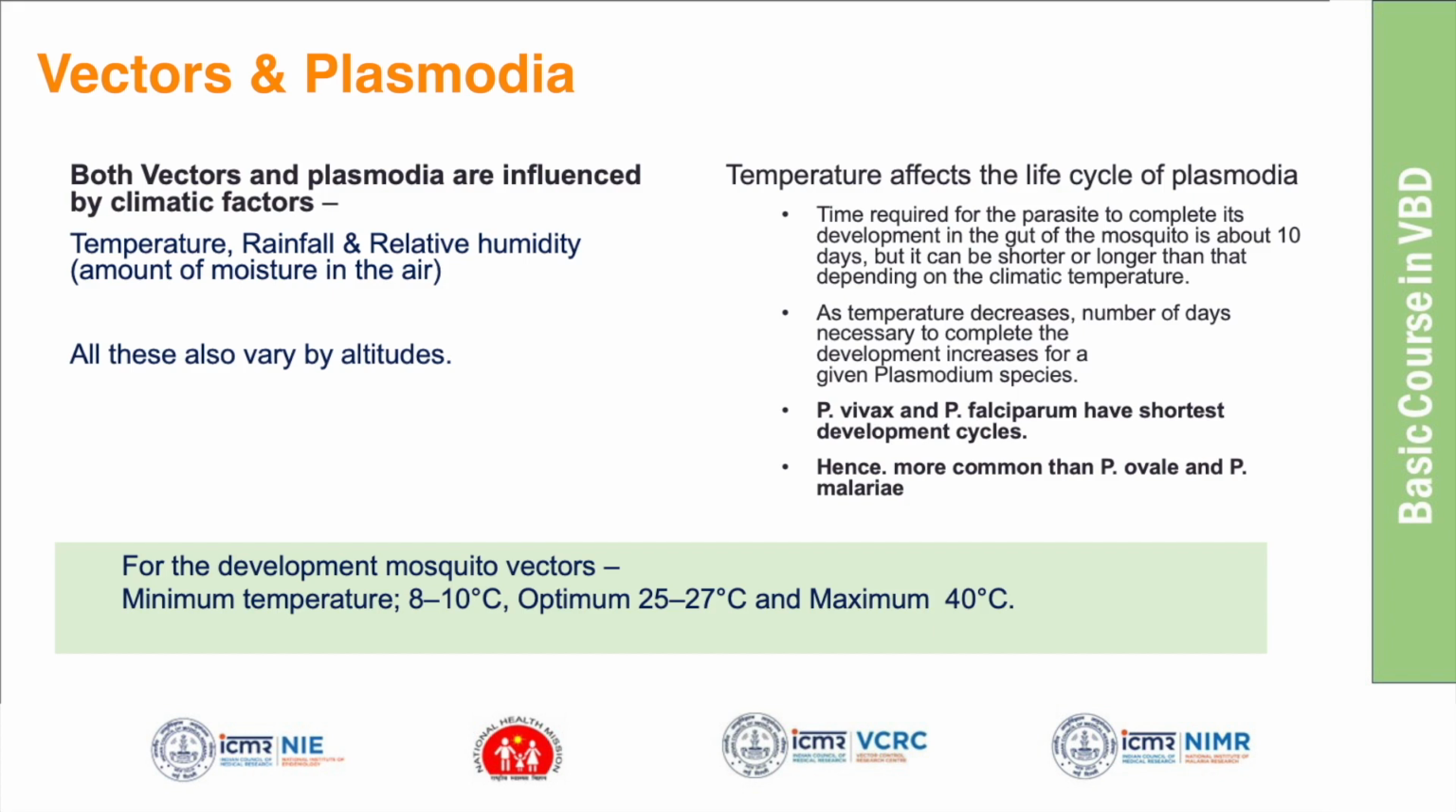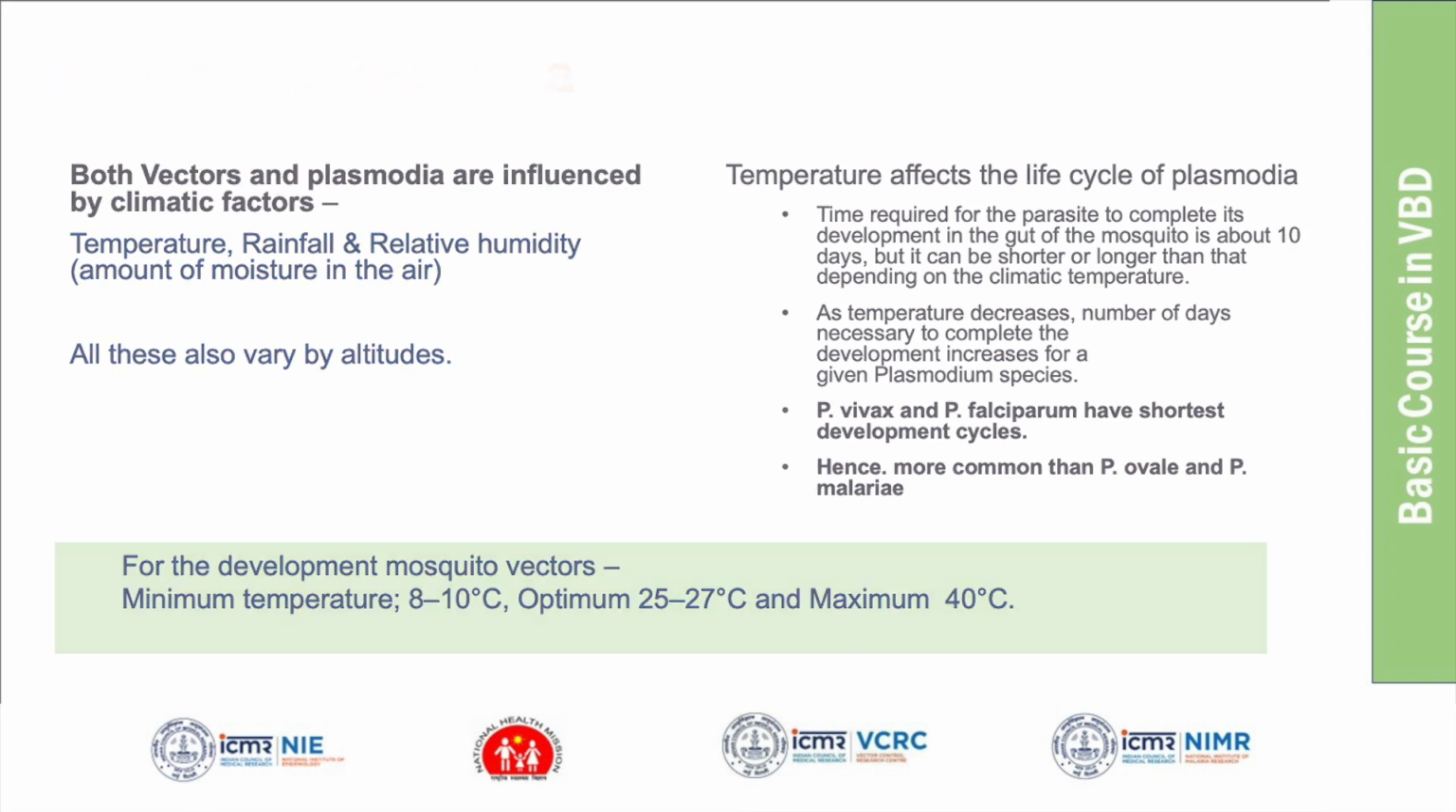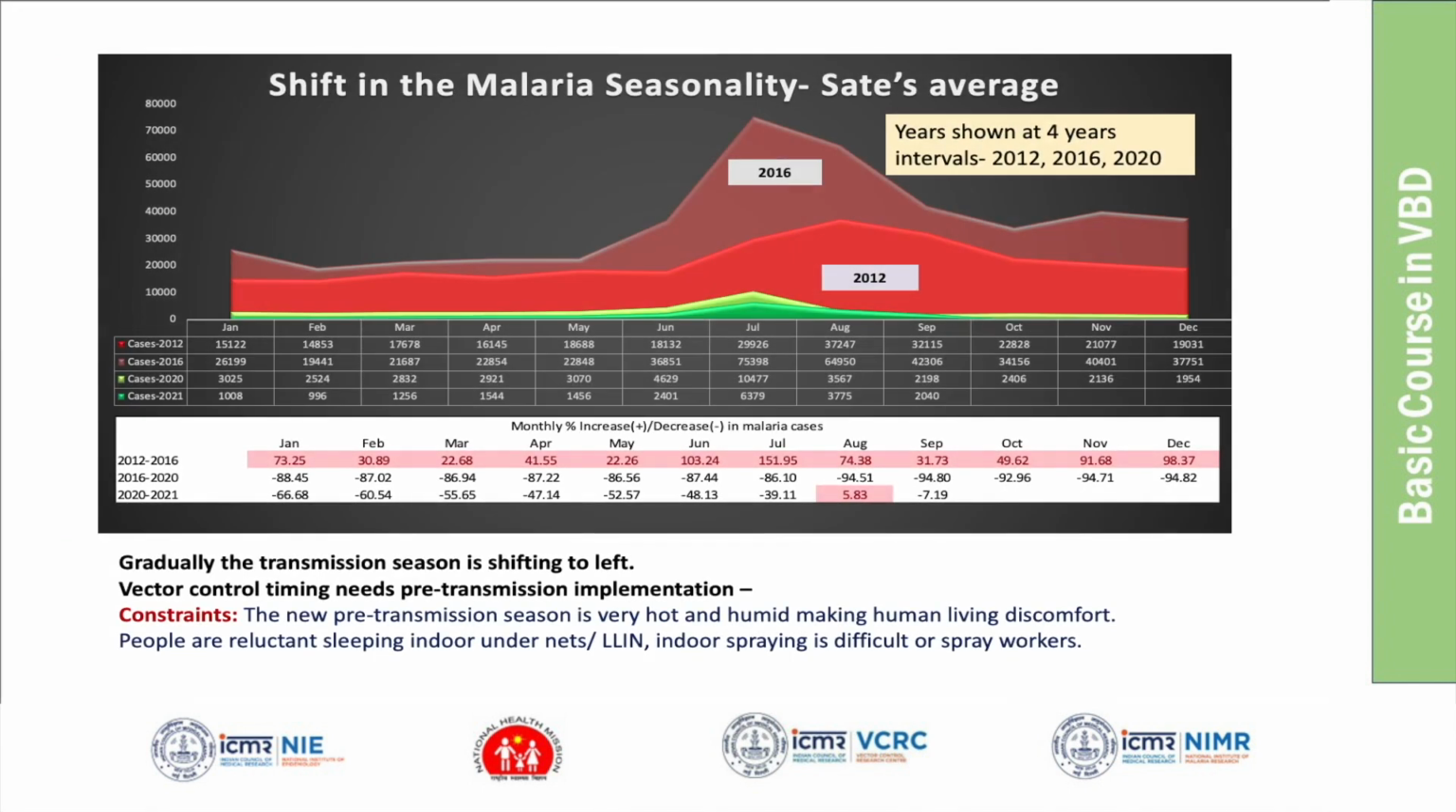And for the development of mosquito vectors, the minimum temperature, as you know, is 8 to 10 degrees centigrade, the optimum is 25 to 27 degrees centigrade, and the maximum is 40 degrees centigrade. This 10 to 27 degrees centigrade range is, we can say, a normal, air-conditioned temperature where man feels comfortable, and that is also favorable for the mosquito vectors. Now for several years we find climate change: temperature change, rainfall change, and timing is changing.